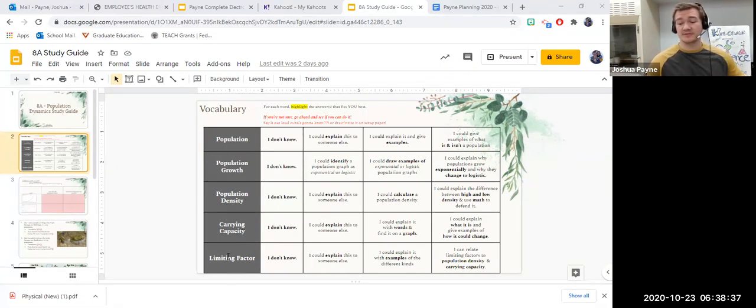Next, we have limiting factors. Remember, we talked about limiting factors a lot. What are limiting factors, and what they do to a population. So recall, limiting factors are factors that control the size of our population. Things like food availability, space, natural disasters, drought, hurricanes, floods, all those things will have an effect on our population and limit the population size.